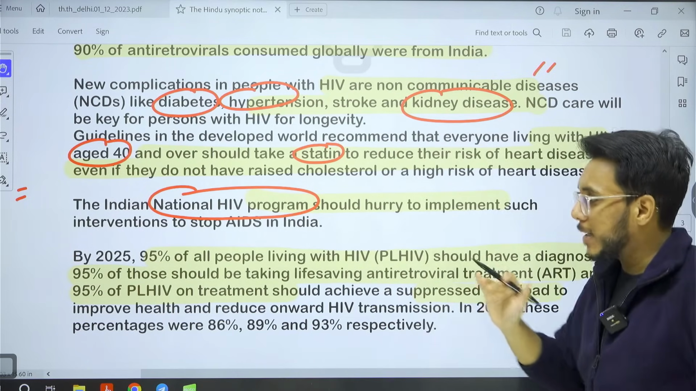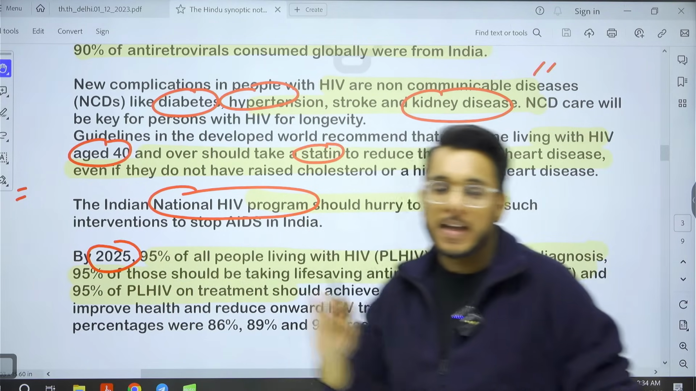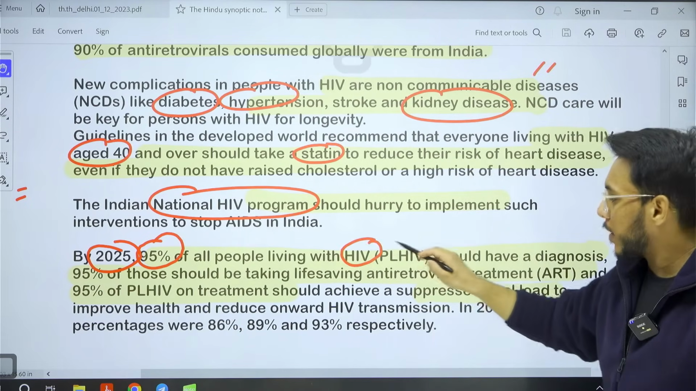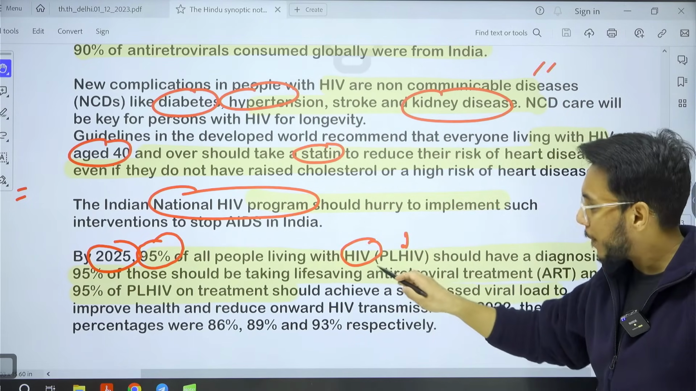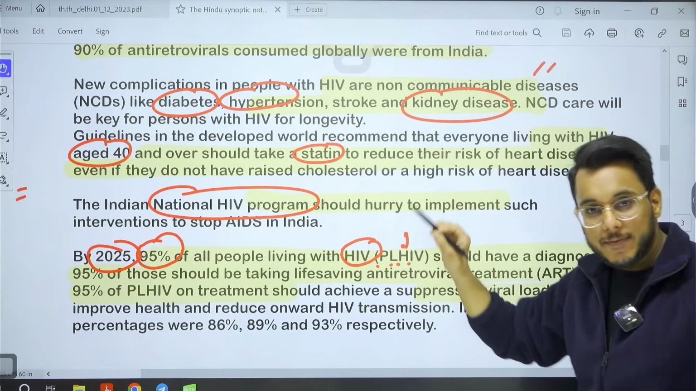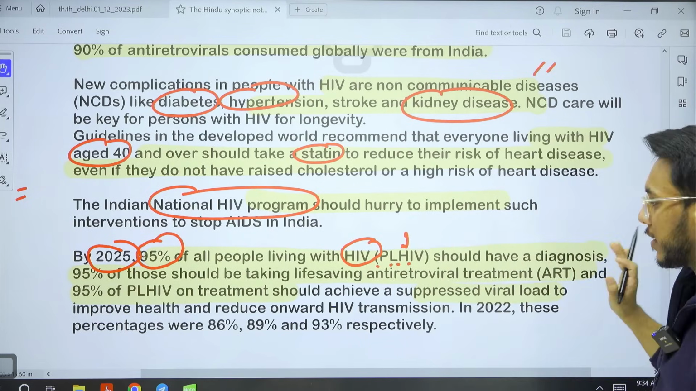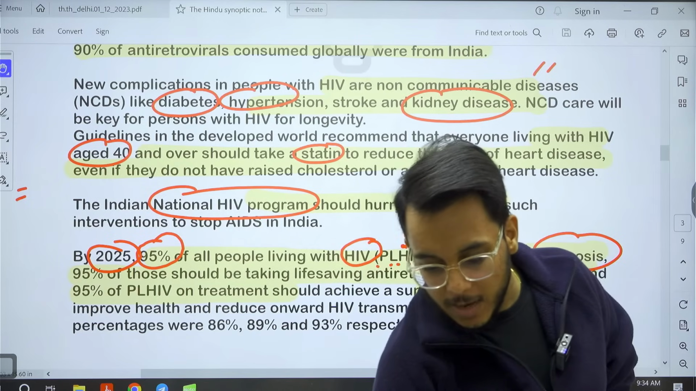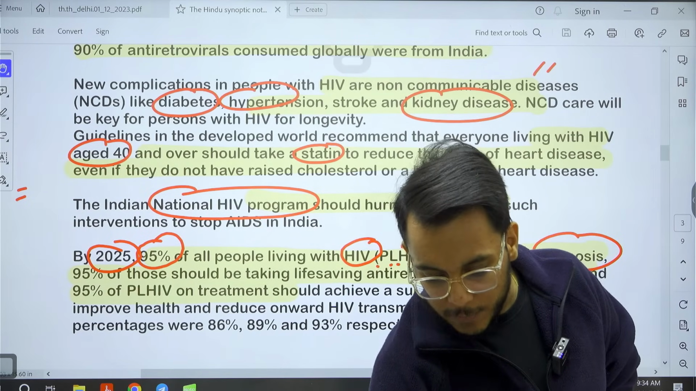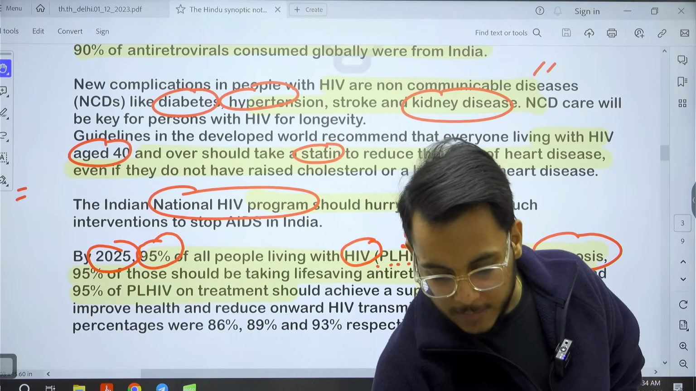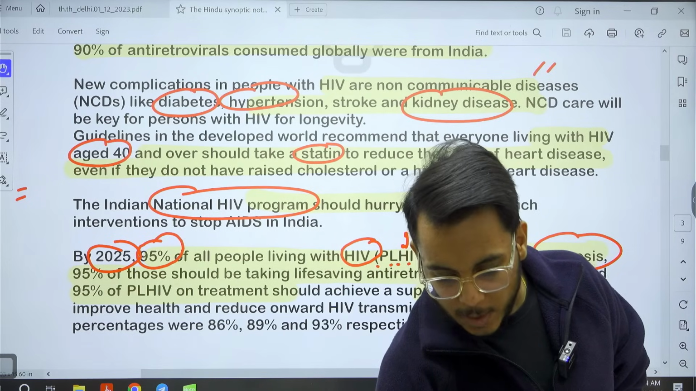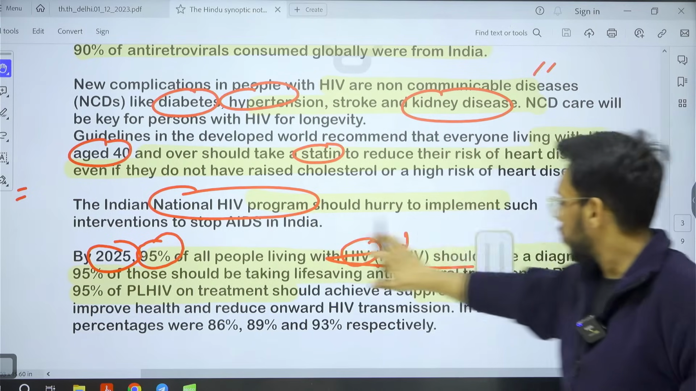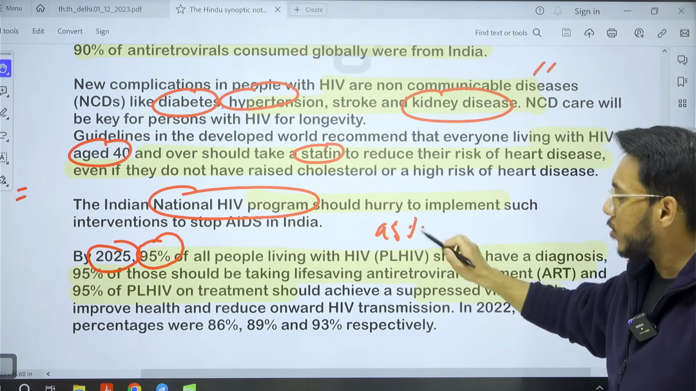And it has been said that by 2025 India should take a target that 95% of all people living with HIV, PLHIV stands for people living with HIV, should be diagnosed. First of all, people often don't know that they are actually suffering with AIDS. So first, they should be diagnosed. After that, 95% of those suffering should be diagnosed.